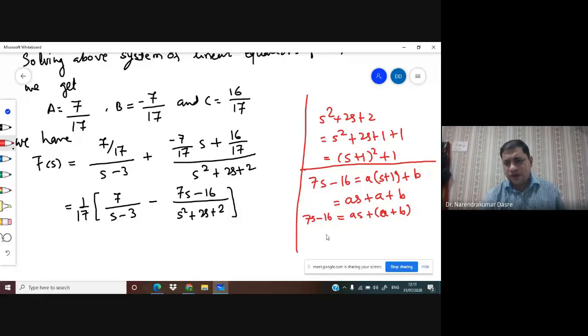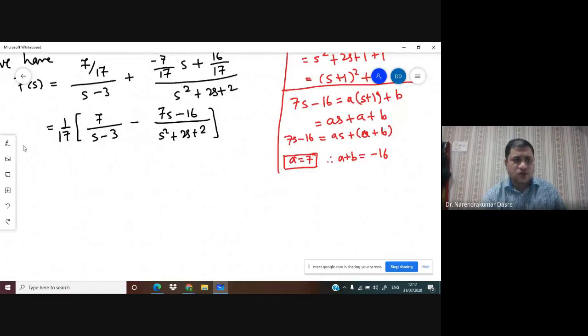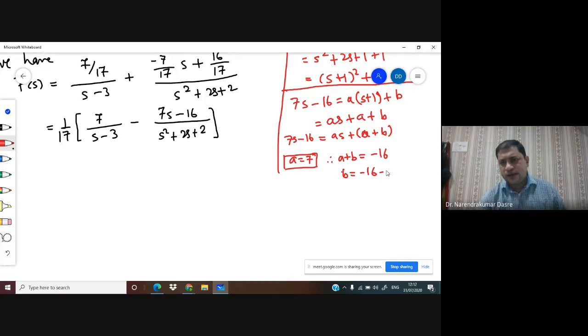Okay, and now we can compare the coefficients on both sides. So I get a is equal to 7. Once I get a is equal to 7, then I get a plus b is equal to minus 16. If I simplify this, I'll have b is equal to minus 16 minus 7, so it will be minus 23. So b is going to be minus 23.